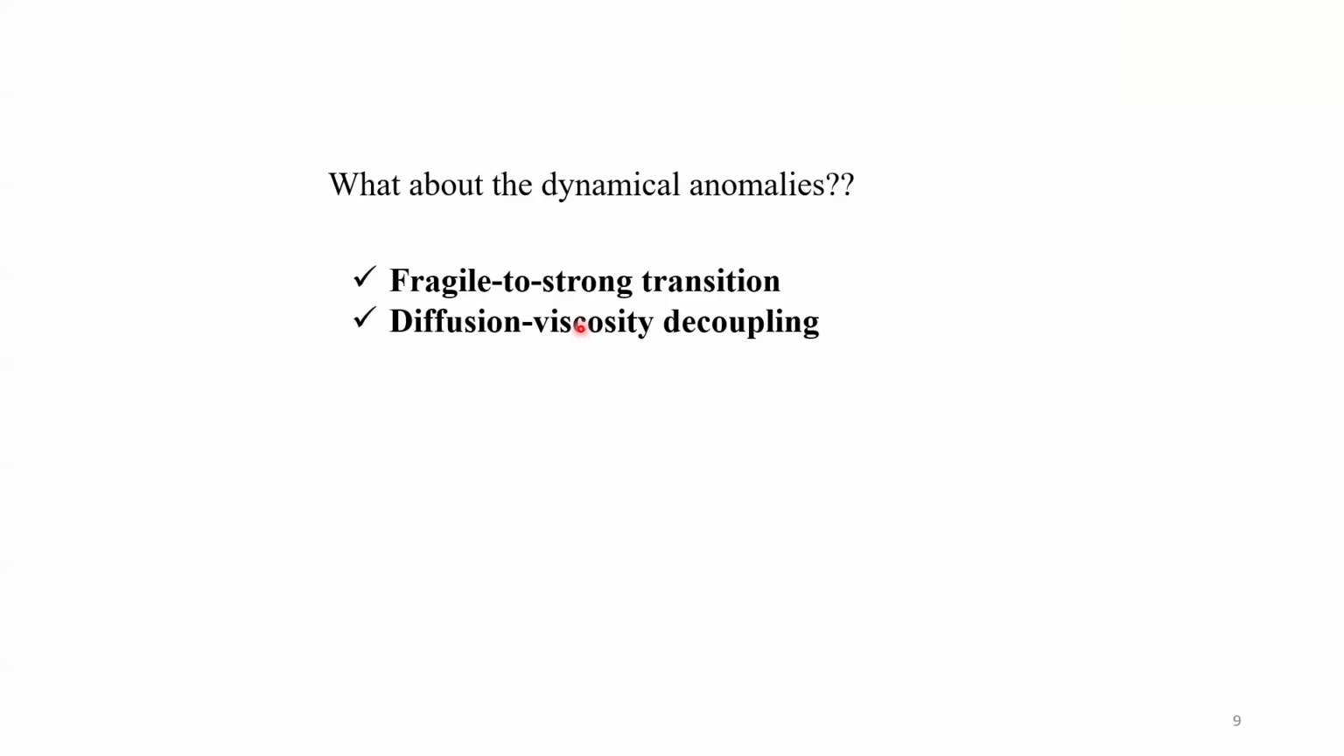Okay. So now thermodynamical anomalies were explained and studied so much in the literature. But dynamical anomalies are less explored and less studied. Two dynamical anomalies are often discussed in literature. The most studied one is the fragile to strong transition. I will tell you what this is. And another one is the diffusion viscosity decoupling. I should say that in our group right now we are interested in diffusion viscosity decoupling, which I will tell you at a later stage. Let us first introduce what is fragile to strong transition.